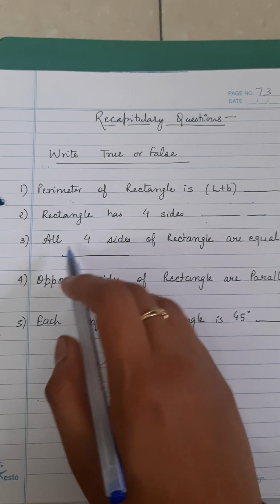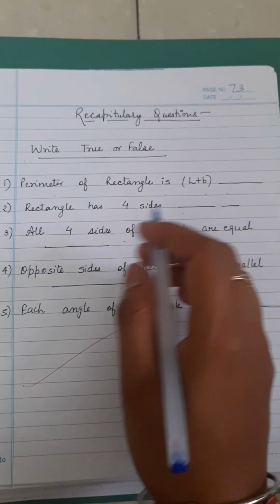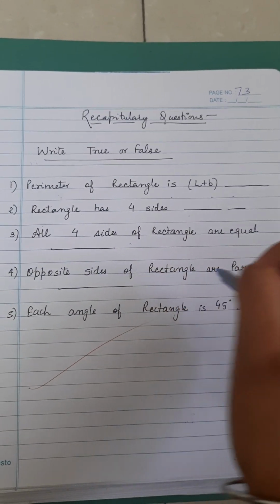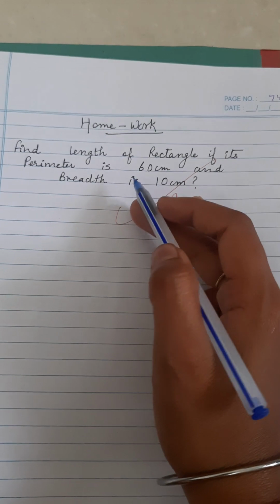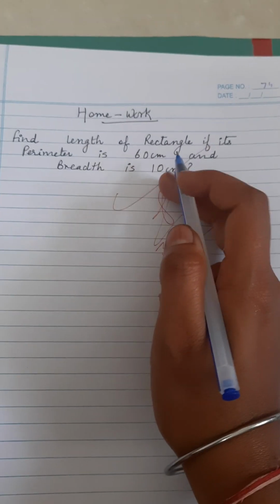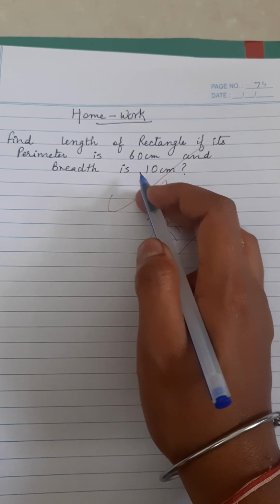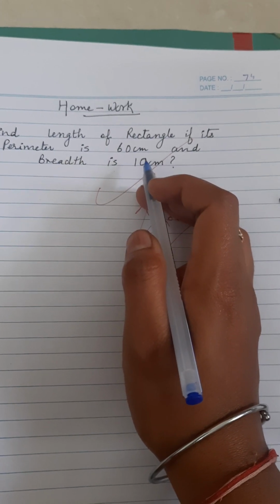Then the third is all 4 sides of rectangle are equal. Then the fourth question is opposite sides of rectangle are parallel. Fifth question is each angle of rectangle is 45 cm. At the last you have to give them homework, that is find length of rectangle if its breadth is 10 cm and perimeter is 60 cm.